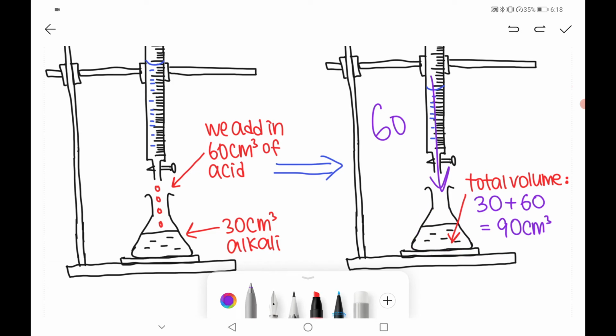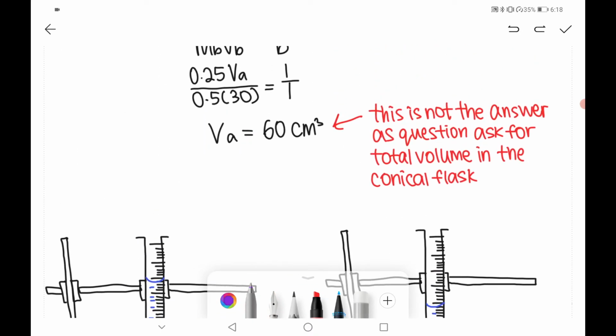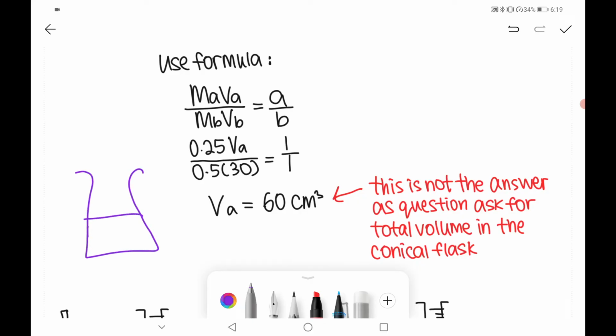So this is how they can ask a tricky question. We still get VA. We still use the formula MAVA/MBVB = A/B. We still use the same formula, but this answer is not the final answer, because for the final answer, we need to know the total volume in the conical flask. So you need to know in the conical flask, initially you have alkali, then from the burette you add in acid.